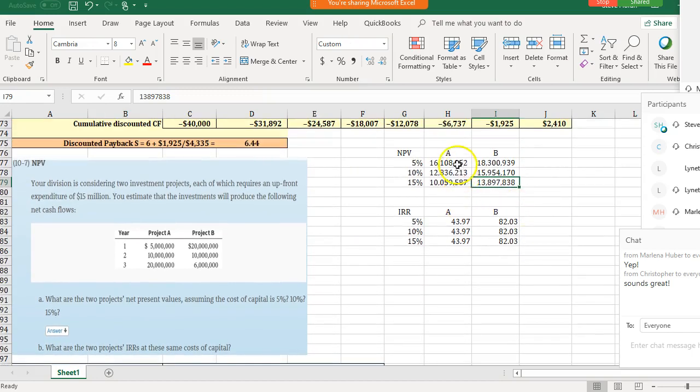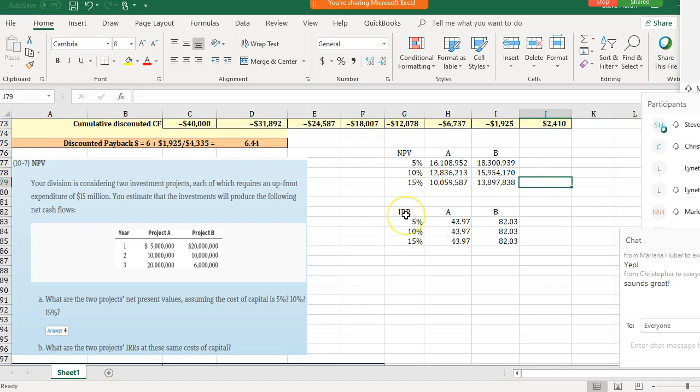So again, same pattern, right? The higher the interest rate, the lower the net present value. But I want you to recognize the timing of the cash flows mattered. That for project B, comparing B to A, under all three scenarios, project B is the winner. Okay, so that's one little rule I want you to remember as a takeaway from this particular chapter: timing of cash flows matters. Okay, big time it matters.